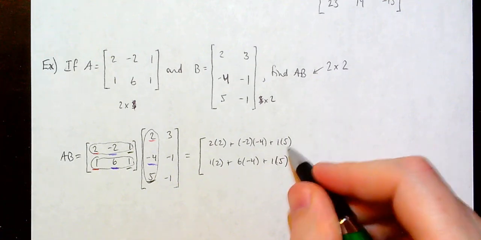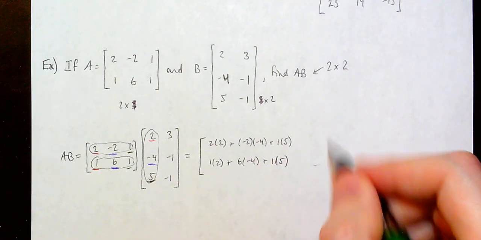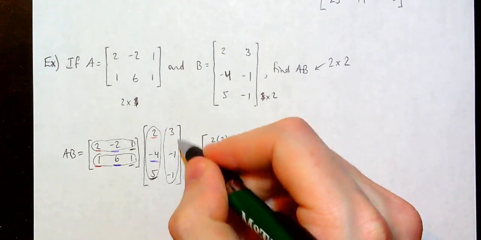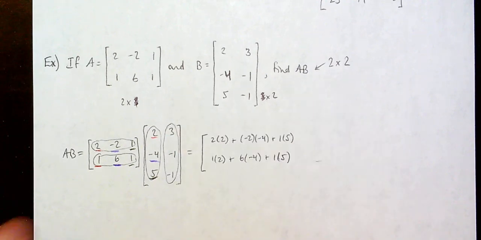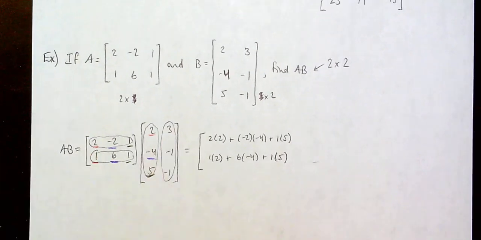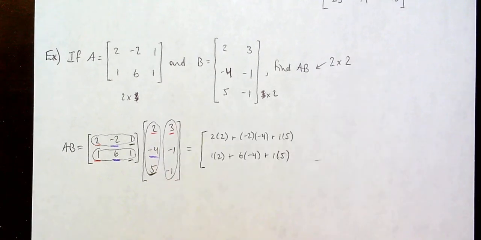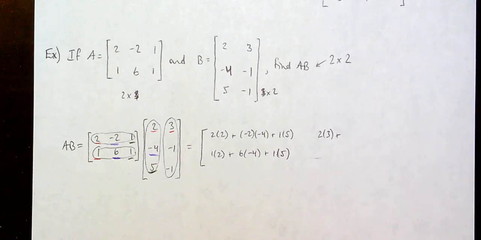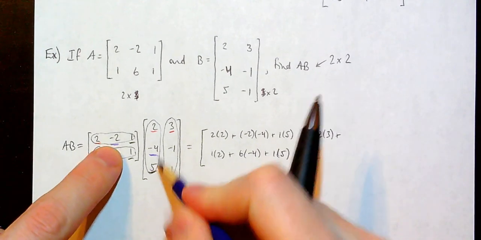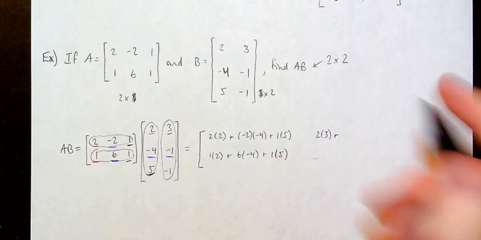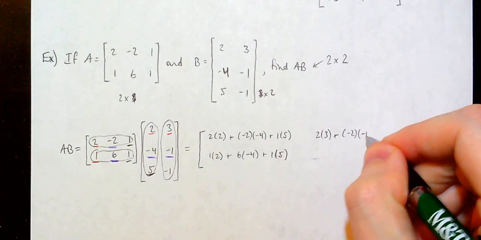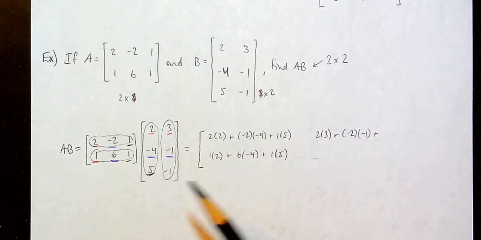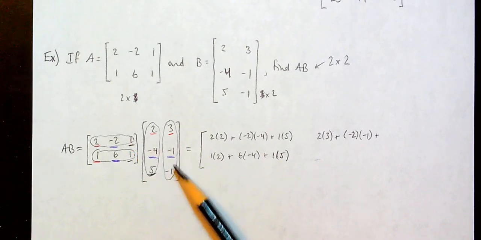Next entry here, first row, second column. First row, now we're working with our second column. Product of the firsts, 2 times 3, plus product of the seconds, -2 times -1, plus product of the thirds, 1 times -1.